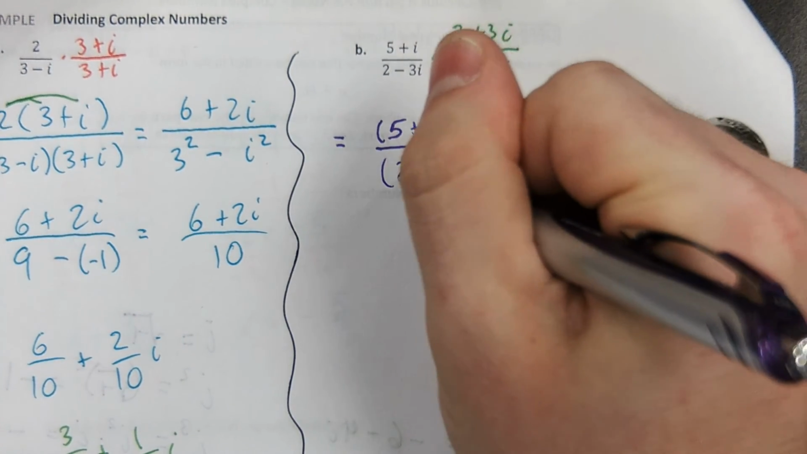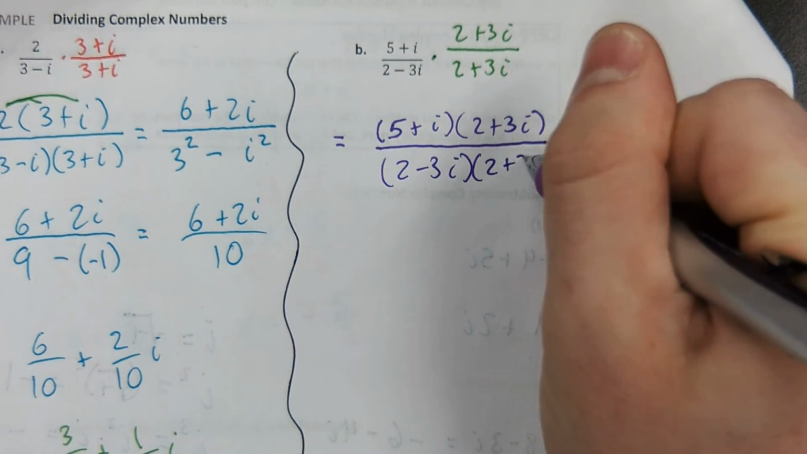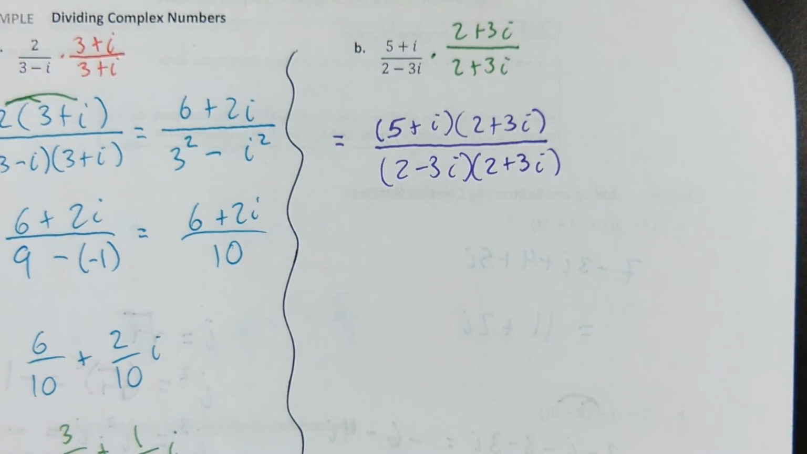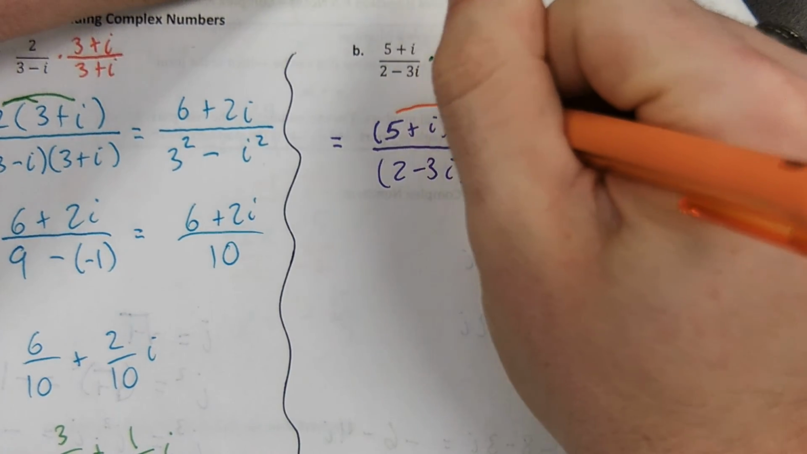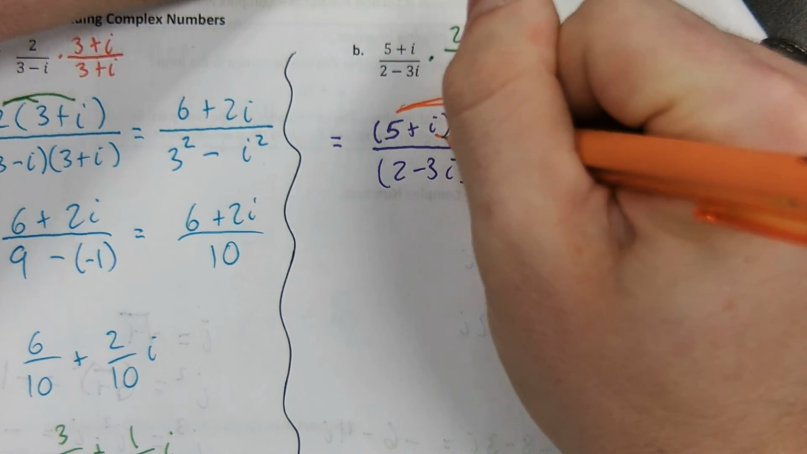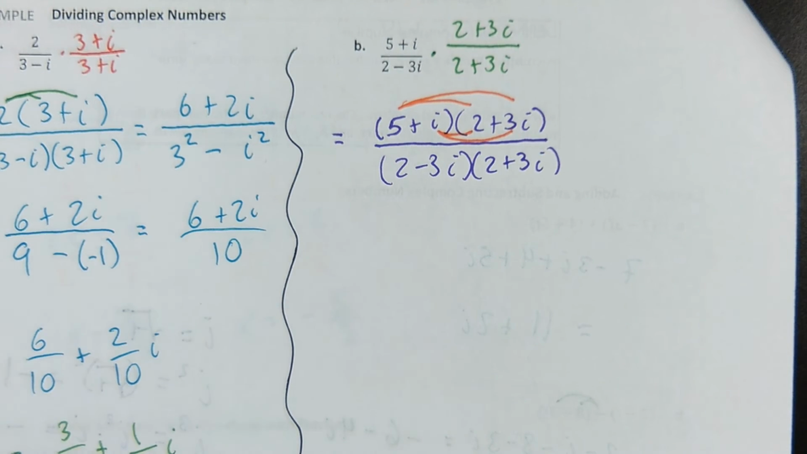And on the bottom, we are multiplying 2 minus 3i, 2 plus 3i. Multiplying complex conjugates is awesome because it always results in a real number. What's different about this one is in the numerator, we are going to have to multiply two complex numbers like we did on the front of the notes. Orange grab this time.